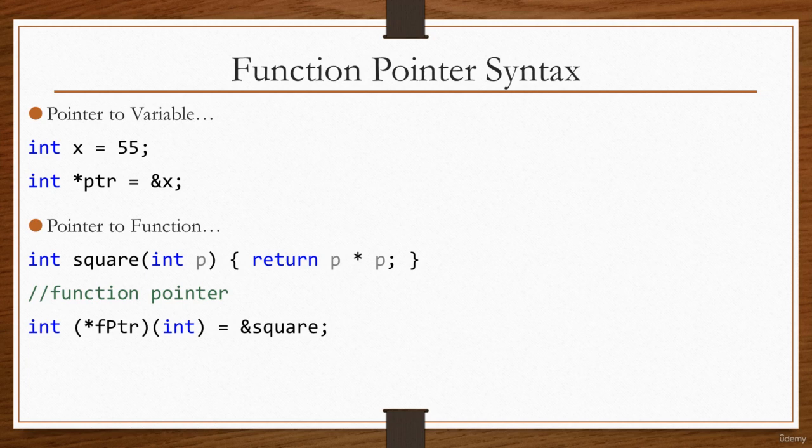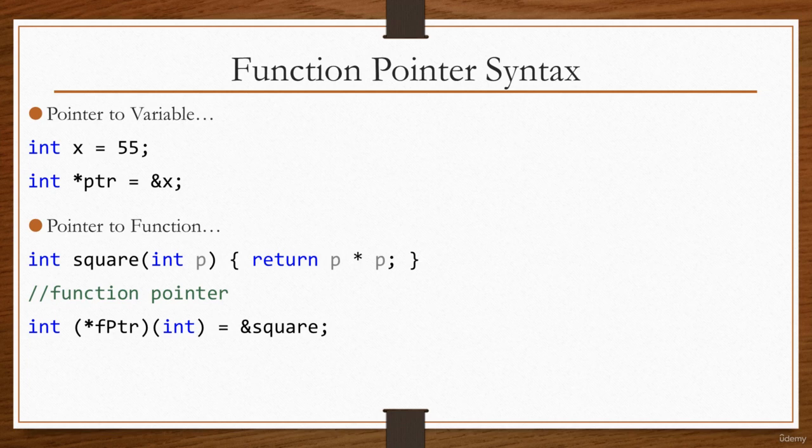In the first statement, we have some variable int x, which we initialize to 55. Then in the second statement, we have some pointer ptr, which is a pointer to an int. And we initialize that by using the address of operator, so we get the address of x, and we assign the address that that operation will return to the pointer ptr.